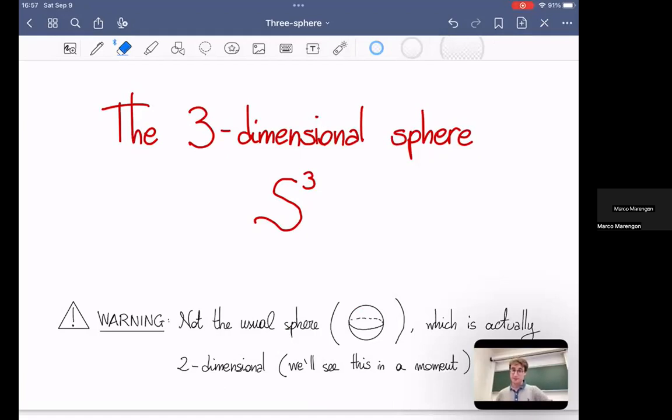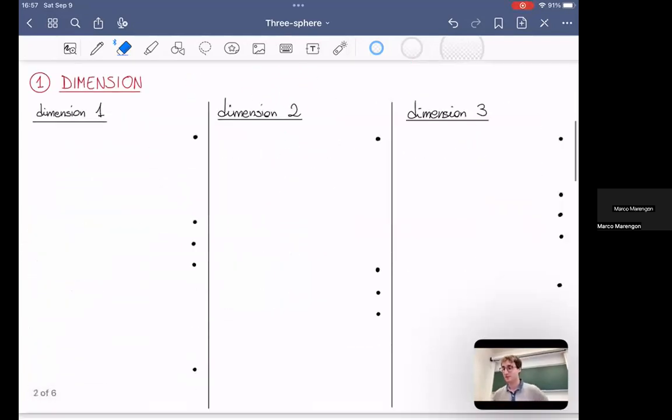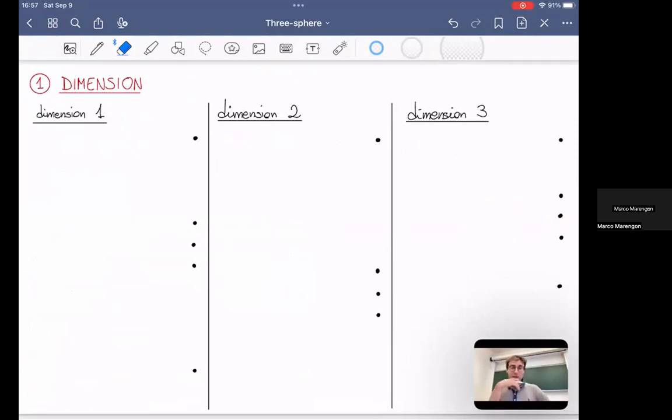And the first thing I should tell you is what I mean by dimension, because maybe now I am confusing you because I have told you that the sphere that you're used to is not the three-dimensional sphere. So I will not give you the precise definition of dimension, but instead I will give you some ideas and some examples, which usually work better. So I will start with dimension one. The prototypical mathematical object that has one dimension is the line.